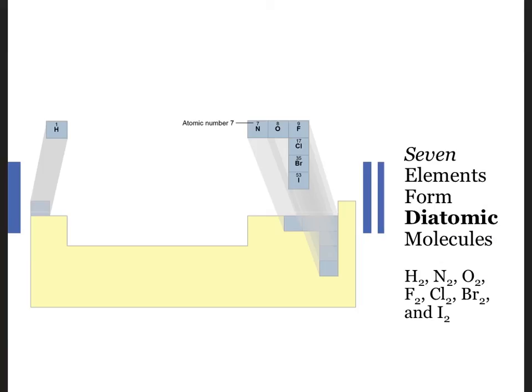The 7 diatomic elements include hydrogen, nitrogen, oxygen, fluorine, chlorine, bromine, and iodine. Except for hydrogen, they conveniently form the number 7, starting with element 7. Be sure to memorize these diatomic elements.